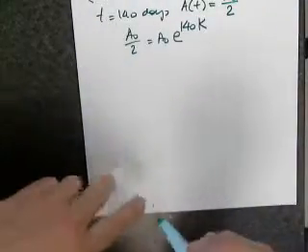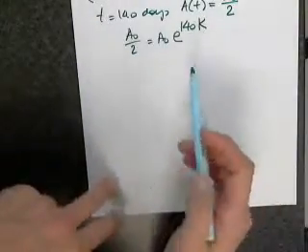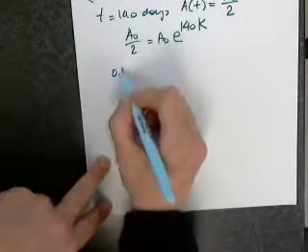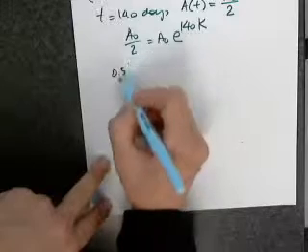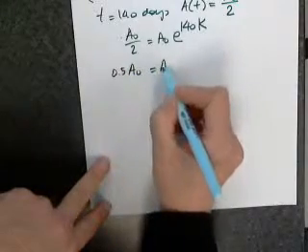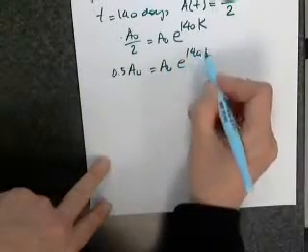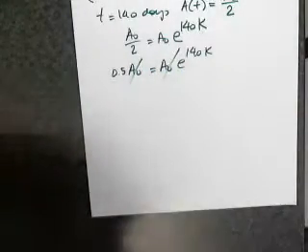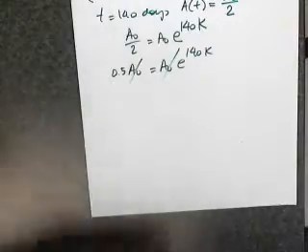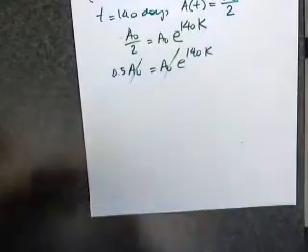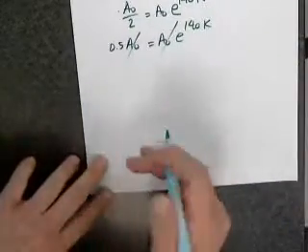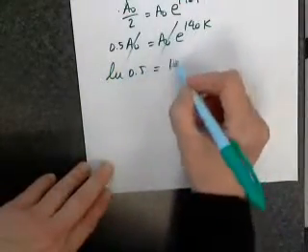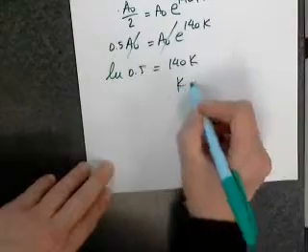Yes, I have to solve for k, but I have to get rid of this. So if it's easier for you to see, just change 1 over 2 to 0.5. 0.5 A0 equals A0 e to 140k. But you have to see that you need to get rid of A0, otherwise you will not be able to find k. So now we will have to apply natural log or common log, it doesn't matter. Let's say natural log. And now I can get k.